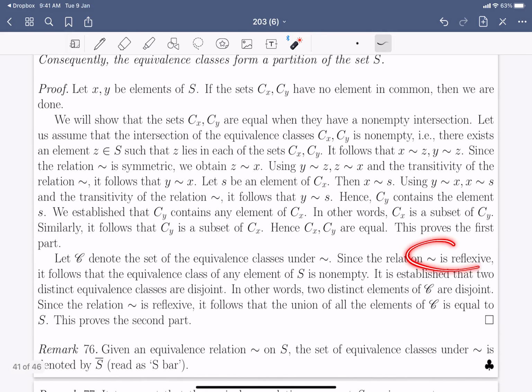Since the tilde is reflexive, we know that the equivalence class of any element of S is non-empty. So C is a collection of non-empty subsets of the set S. The first part is done.